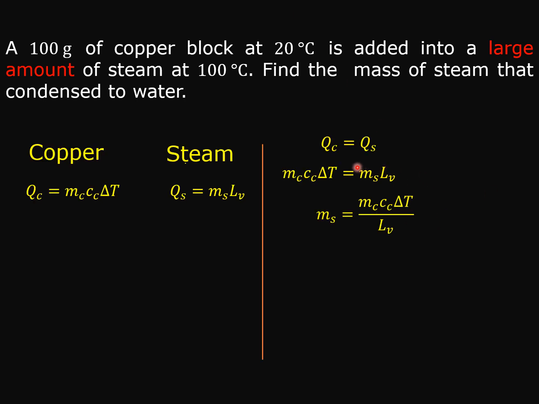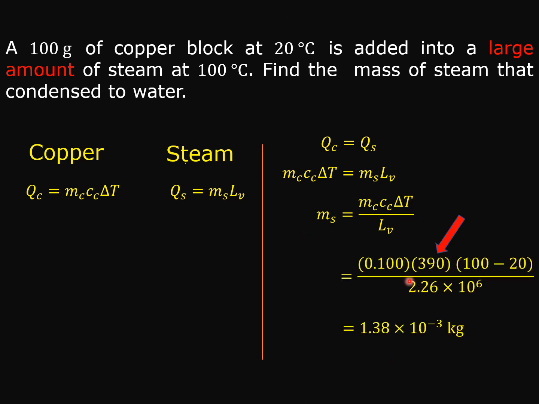Since the heat exchange happens between the copper and the steam, from what we analyzed just now, we know that the heat lost by the steam will be absorbed by the copper. So these two quantities Qc and Qs must be equal. Now we write Qc and Qs in explicit form. We'll have the second line: mc cc delta T equals ms Lv. Since we want to find the mass of the steam that converted to water, we want to find this ms. So we change ms to be the subject. We get ms equals mc cc delta T divided by Lv. ms is the quantity that we want to find.